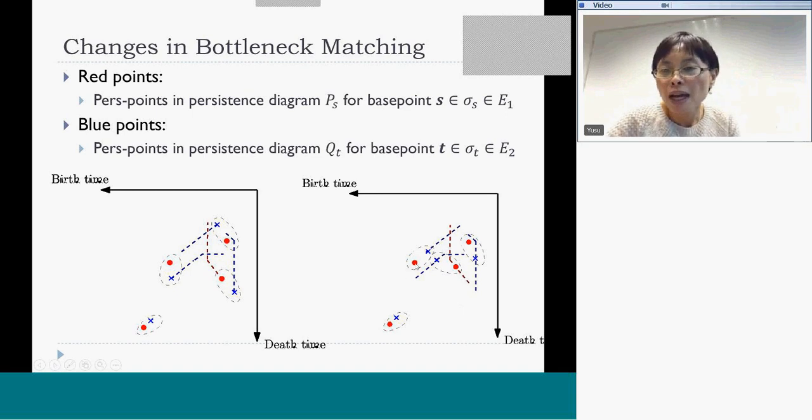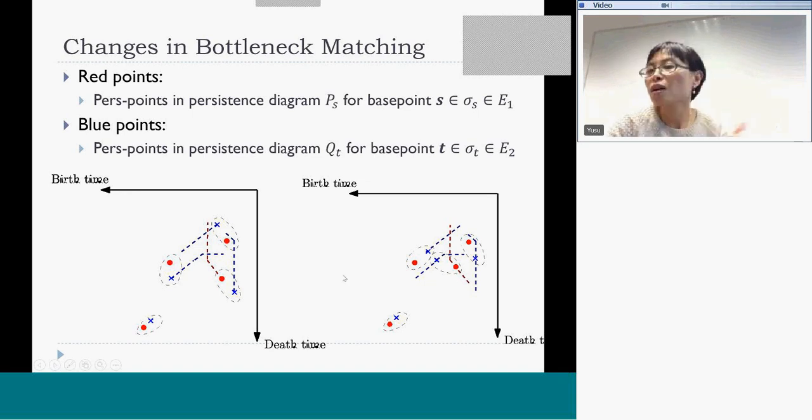Now, as the red and blue points move, the optimal correspondence of the bottleneck matching will change. Like here, this blue point used to correspond to this red point in the optimal matching. But as the blue point moves up and comes this way, at some point we would actually get a better correspondence if this blue point corresponds to another.